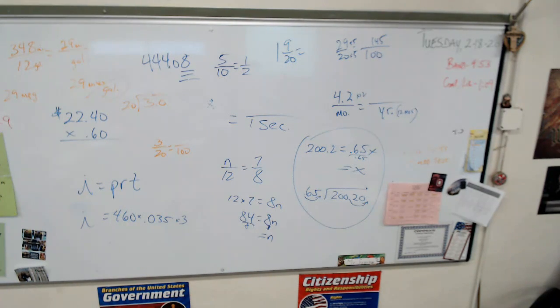13/20 as a decimal: 0.65, because 13 over 20 is 65 over 100, which is 65%. 0.65.